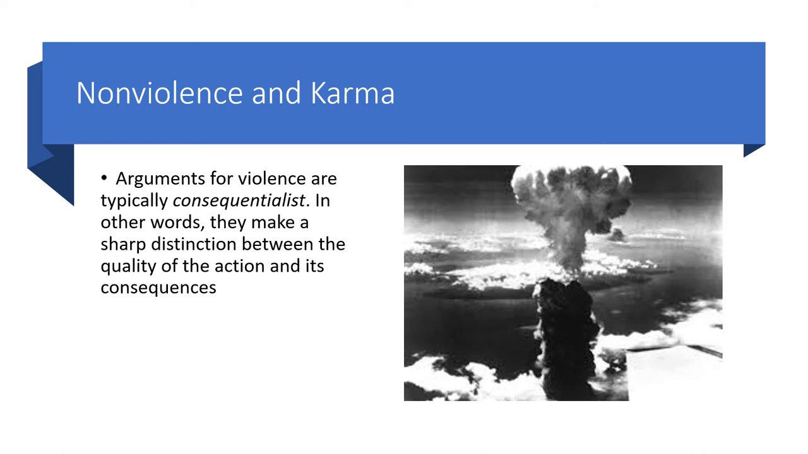Now, arguments for violence are typically consequentialist arguments. That word comes from the word for consequences. Arguments for violence are typically about consequences. In other words, they make a sharp distinction between the quality of the action and its consequences. So you'll typically find these arguments in, for example, discussions about warfare, about whether dropping bombs and atomic bombs is ever a justifiable, legitimate strategy in war. And of course, to make that argument work, you have to distinguish between the action itself and its consequences. So the action of dropping bombs and killing hundreds of thousands of people with bombs, that's the action itself, which is difficult to justify.